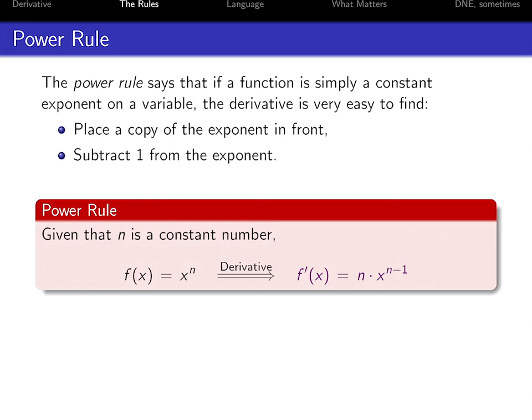And I want to point out again, n has to be a constant number. This doesn't work if that exponent is not a constant value. It actually has to be a constant value. If it's something else, this winds up breaking down. All right, let's see some quick examples.